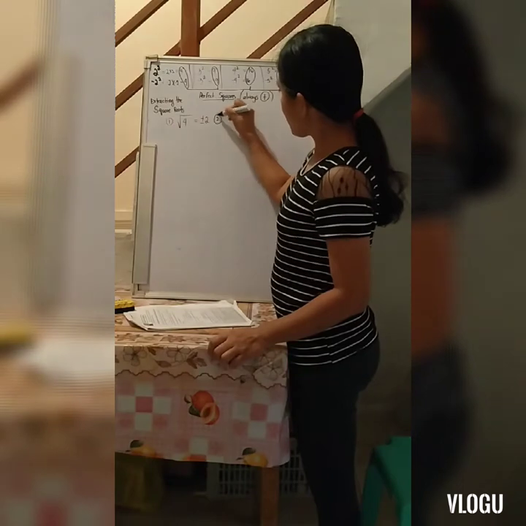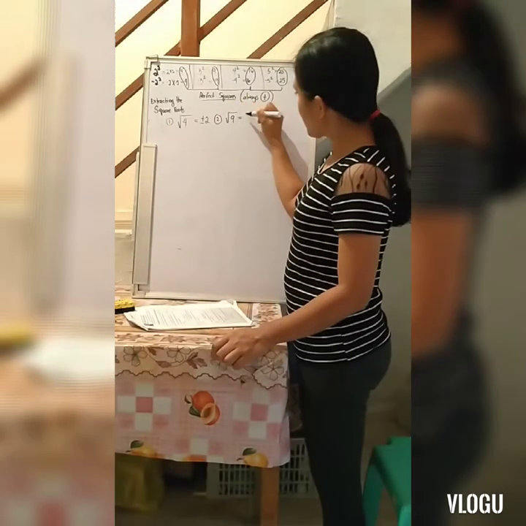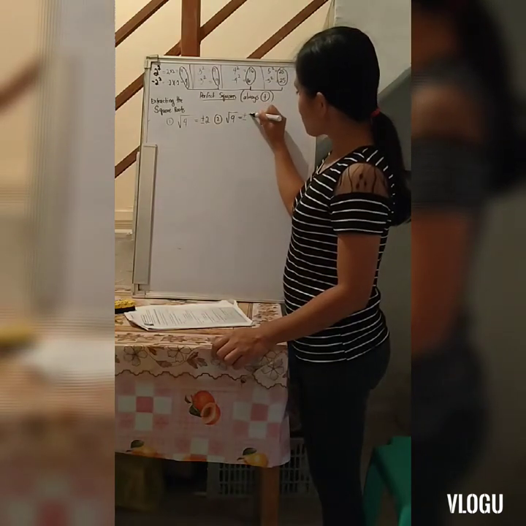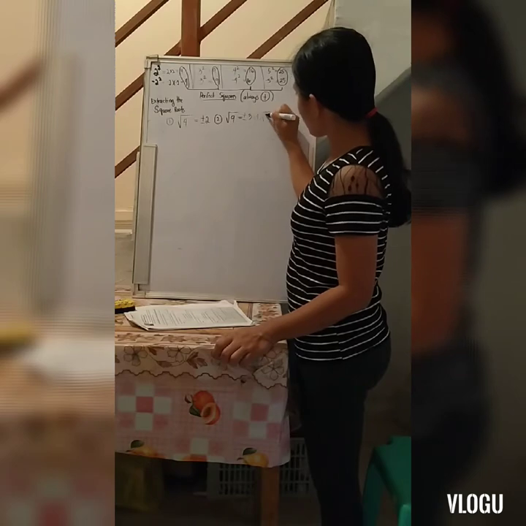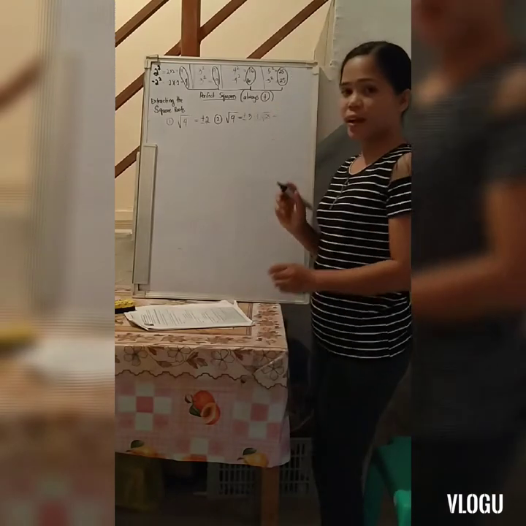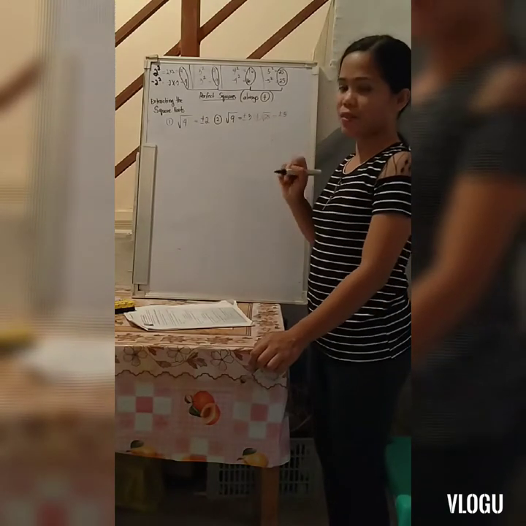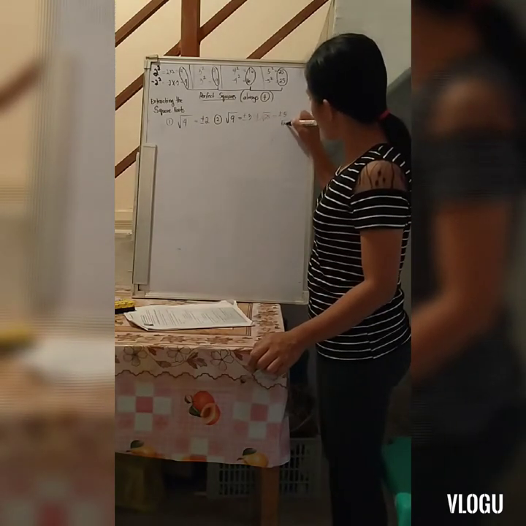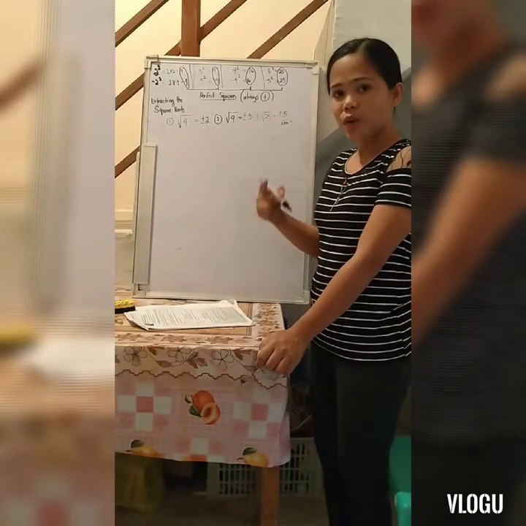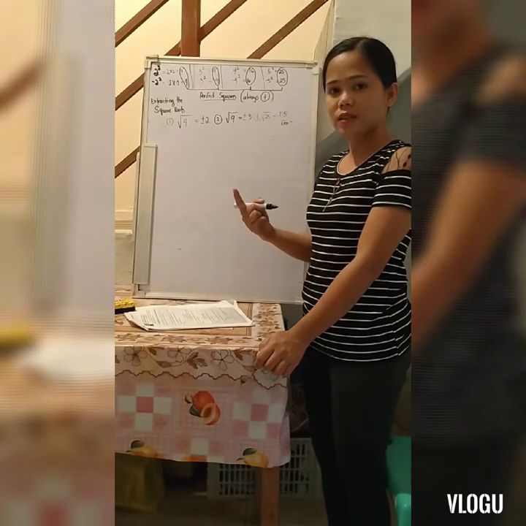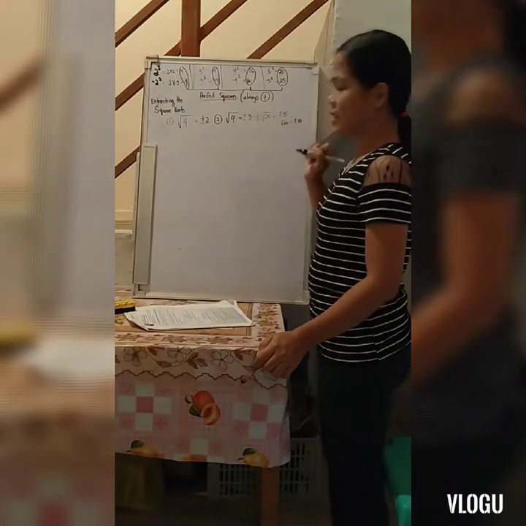How about the square root of 9? Answer would be positive and negative 3. Correct. How about this? The square root of 25. Our answer is positive and negative 5. Correct. How about the square root of 100? What number, when you square, would result to 100? The answer is positive and negative 10.